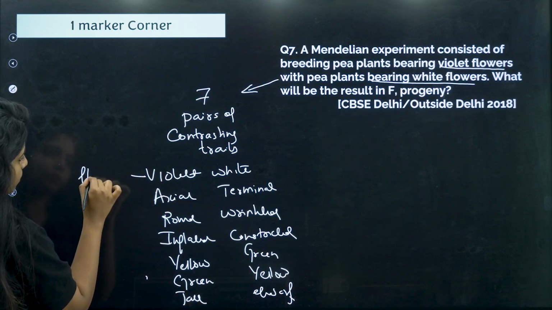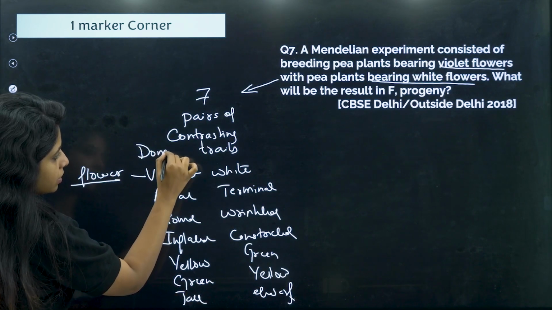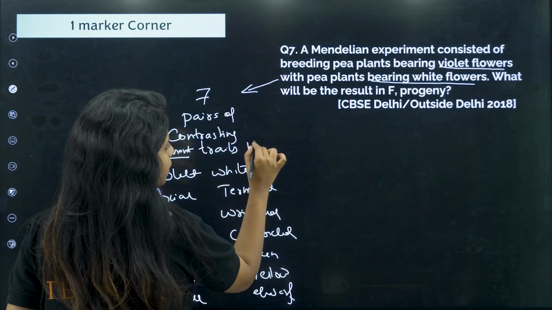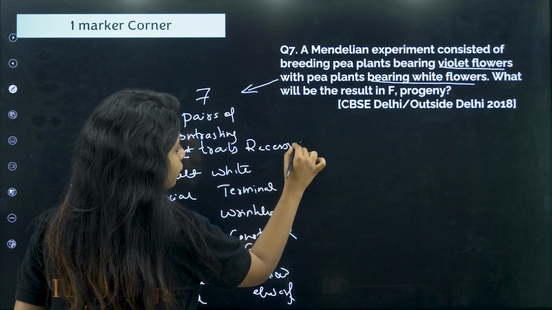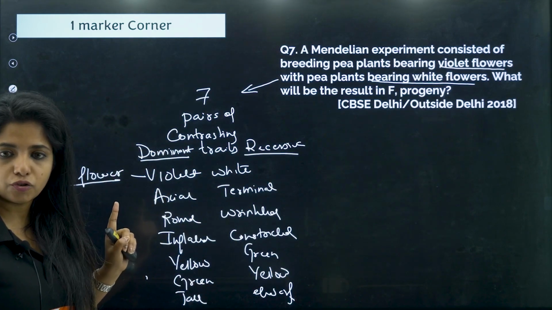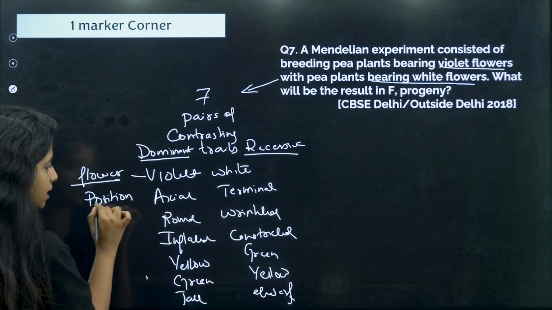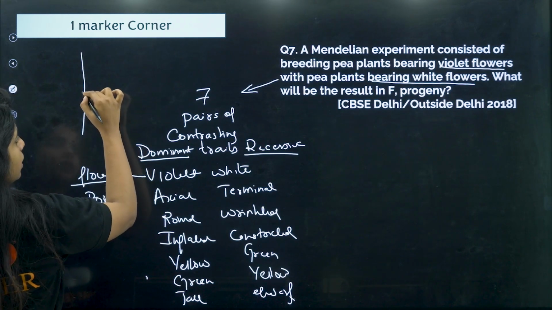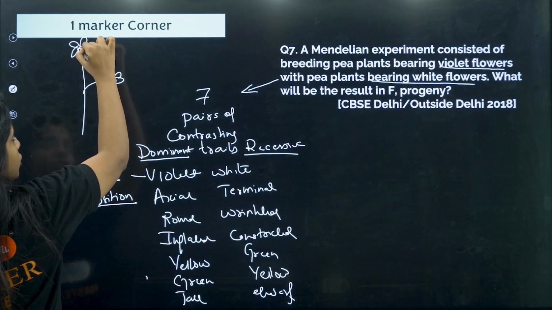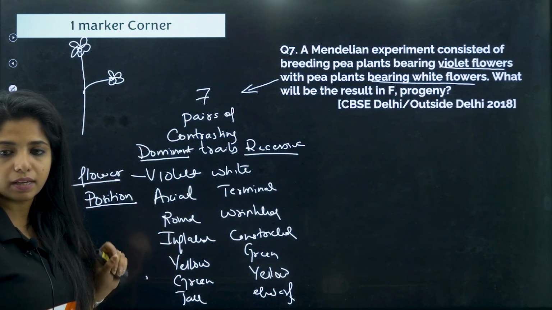This is for flower. Whenever you see violet, these are all dominant traits. These are all what, children? Dominant traits. These are all recessive traits. So if I have an allele for a dominant trait, this will show up. For flower, it will always be violet, that is dominant. For position of the flower, it will always be axial. Axial as in flowers coming from the side. If the flower comes at the tip, this is terminal. So axial flowers are the dominant ones. If this allele is there, it will be axial.